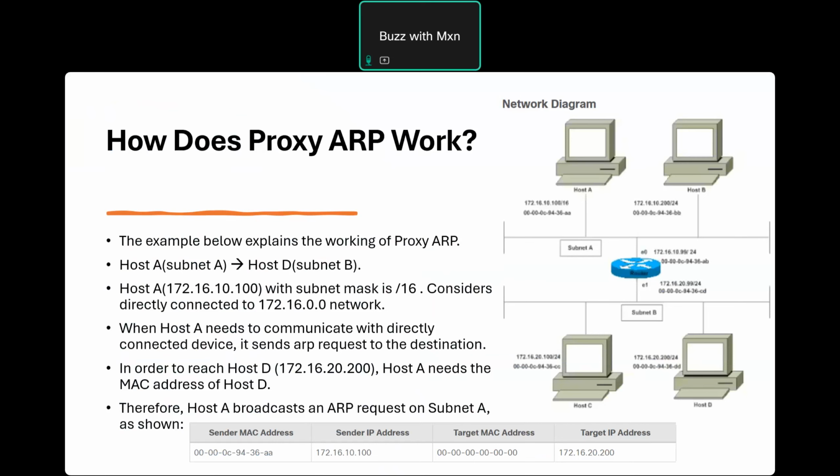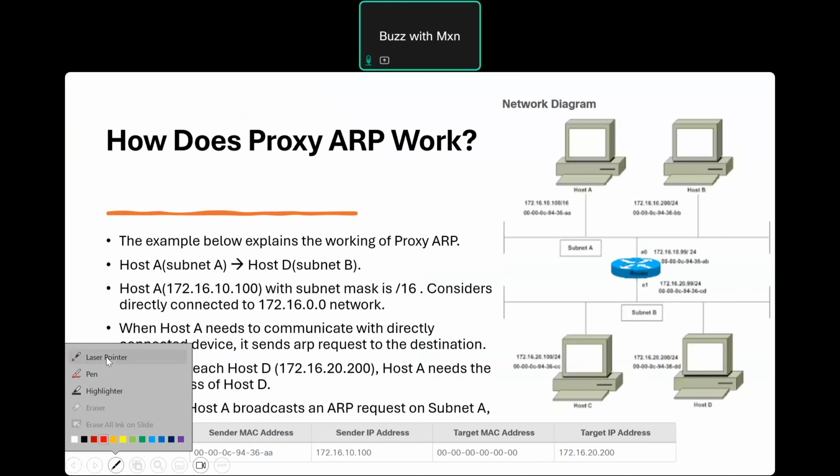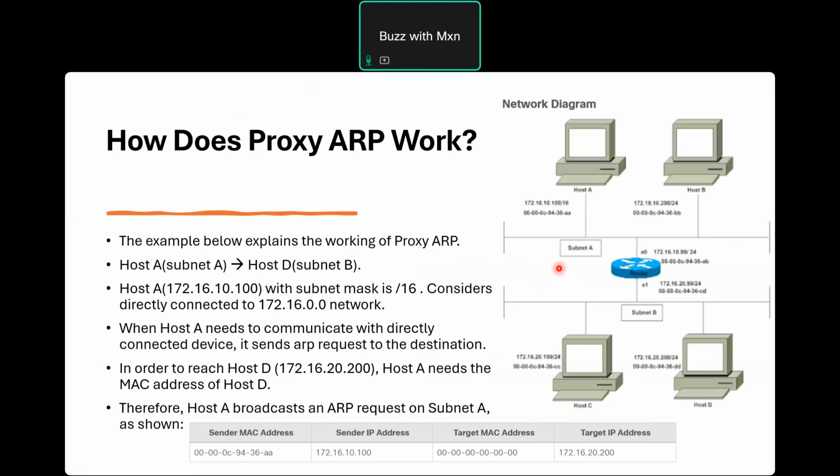So looking at the example below, it shows how the working of Proxy ARP takes place. Let's assume that host A wants to communicate with host D. Okay, host A is in subnet A. I'll use my marker to make it more clear. Just a second, bear with me. Okay, I hope you're able to see it.